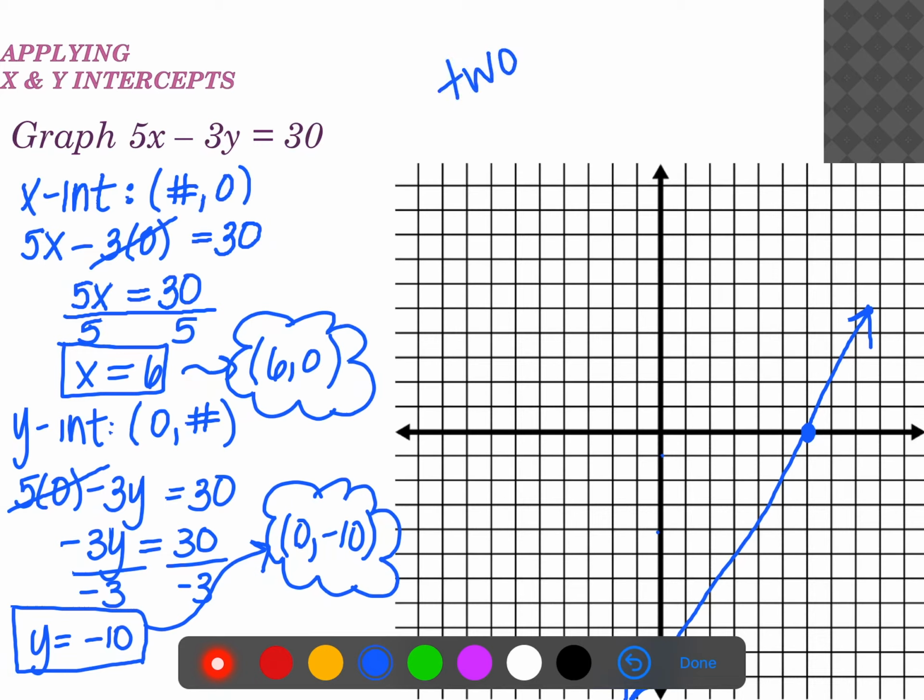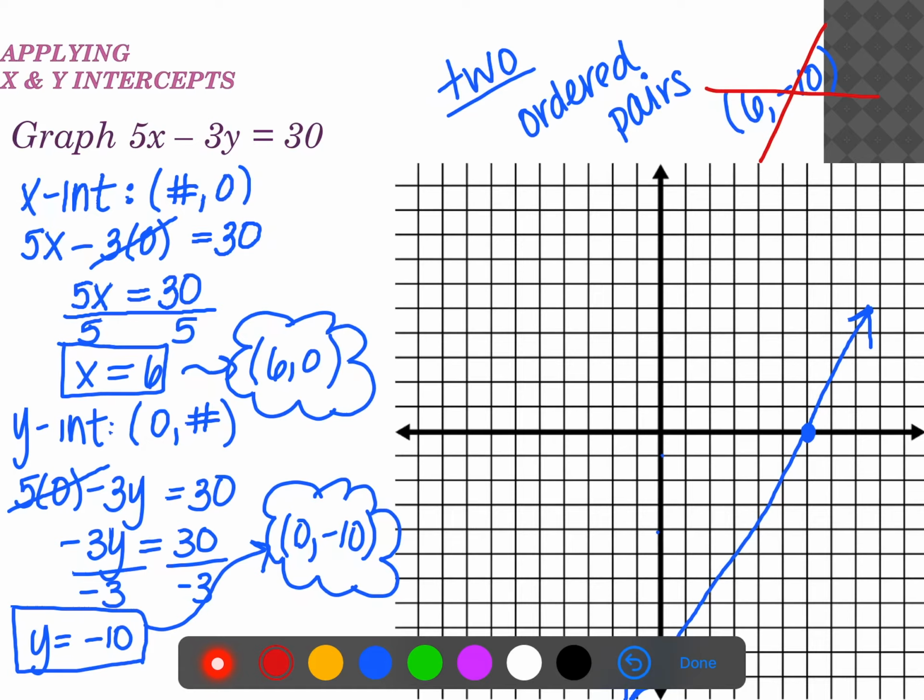So really important to remember, x and y intercepts are 2 ordered pairs. Okay, they are 2 separate ordered pairs. So please do not put 6, -10 together. Okay, if you put 6, -10, that's only 1 point. You tried to put that on the graph. Again, you cannot create a line out of that.